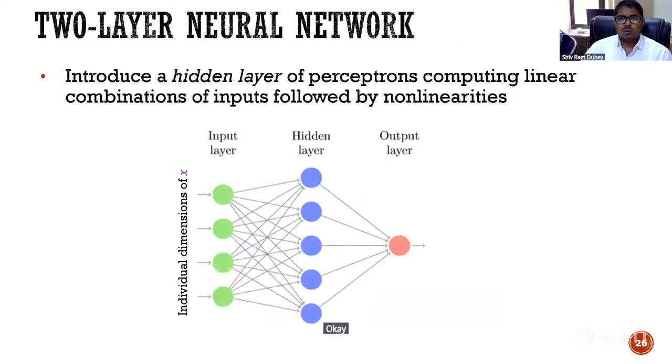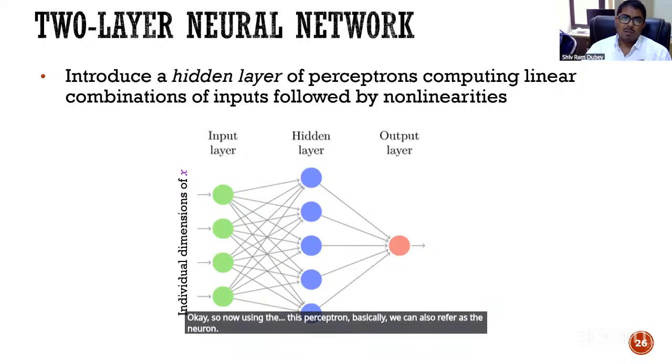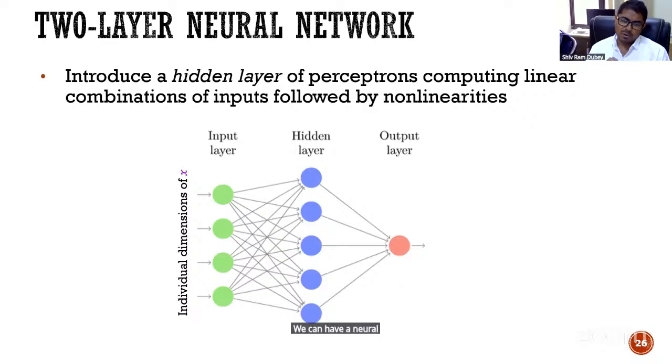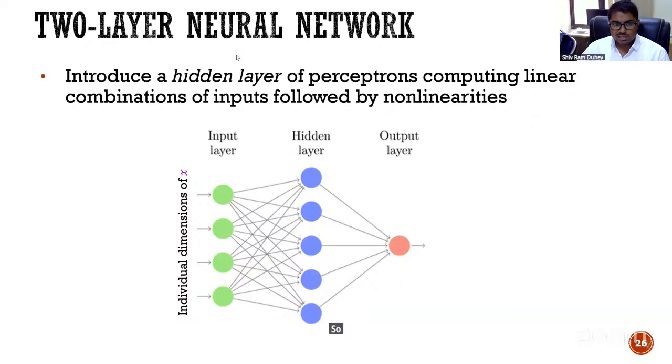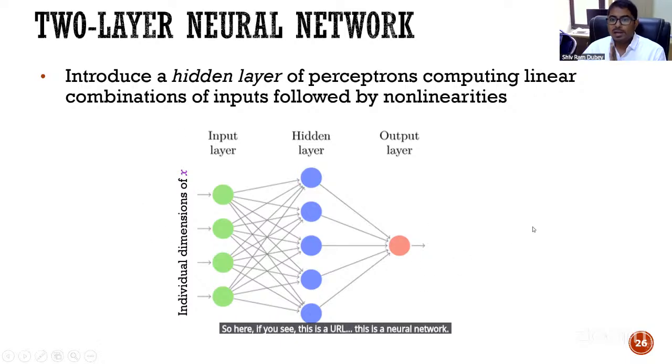Okay, so now using this perceptron, which we can also refer to as the neuron, we can have a neural network. In a neural network, we can have multiple neurons, and we combine them in a particular fashion. So here, this is a neural network with two layers. But here you can see there are three layers, yet I am saying two layers.